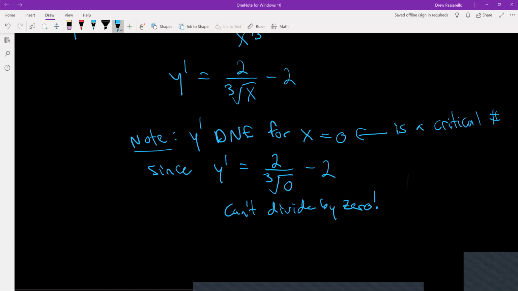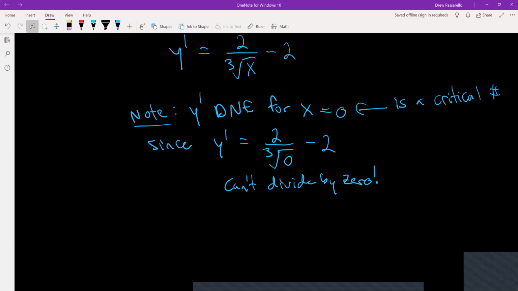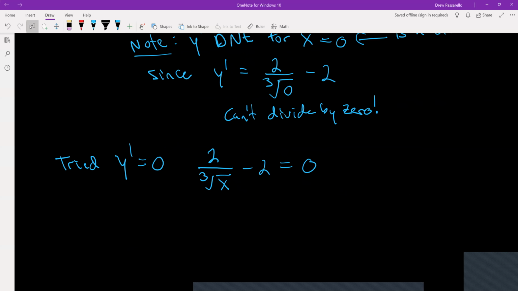Now, if you were to set it equal to 0, so if I tried setting y prime equal to 0, that's going to be 2 over the cube root of x minus 2 equal to 0. And you could add 2 to both sides. That would be 2 over the cube root of x equal to 2. And since they both have 2, you could divide out the 2.